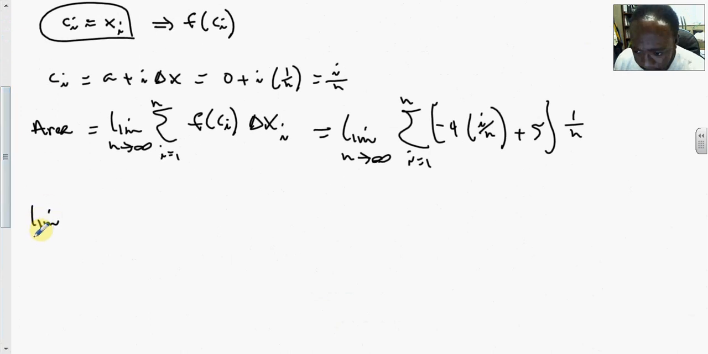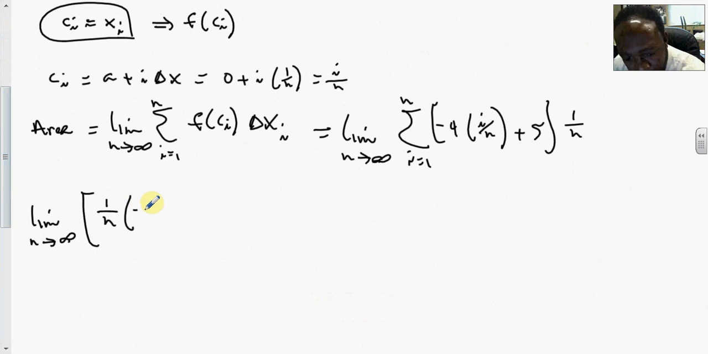It's the limit as n goes to infinity. If you see what's happening, we can go ahead and compute, because the key is that the summation of i is n times n plus 1 divided by 2, and the summation of 5 becomes 5 times n, right? So I'm going to do brackets, and this is 1 over n times parentheses negative 4.